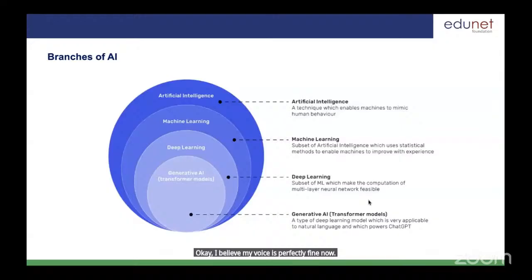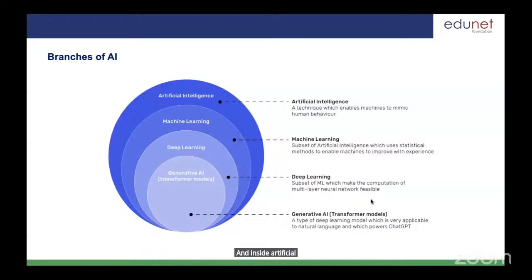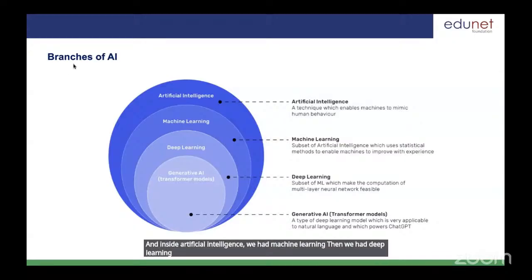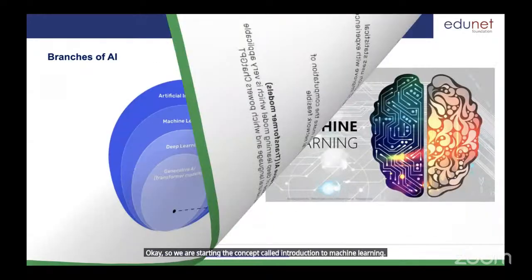Okay. Yes, sir. So we were having a discussion about the branches of AI, like how they are related to each other. Artificial intelligence, and inside artificial intelligence, we had machine learning. Then we had deep learning and generative AI. Now let's try to understand in a much better way and break down the things here. So we are starting the concept called Introduction to Machine Learning, right?